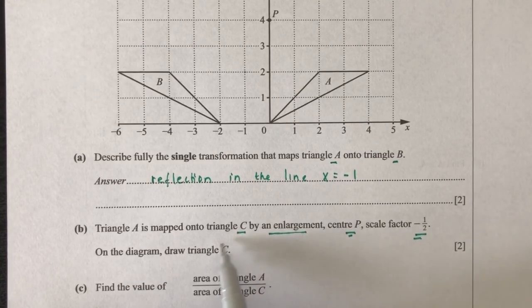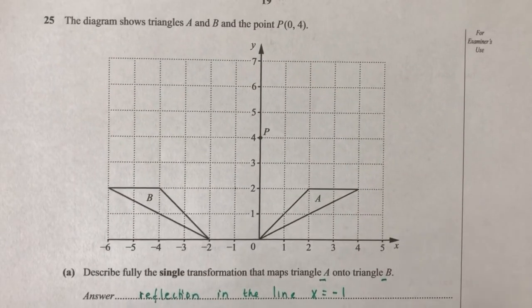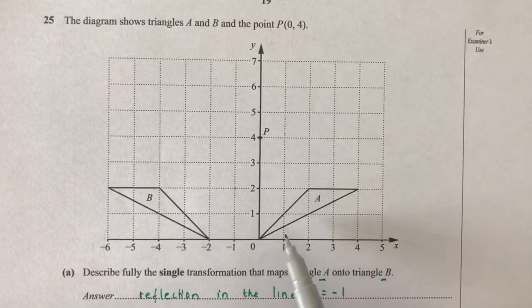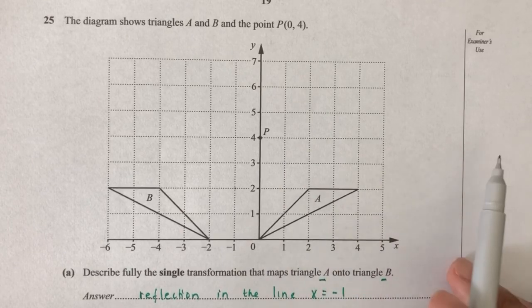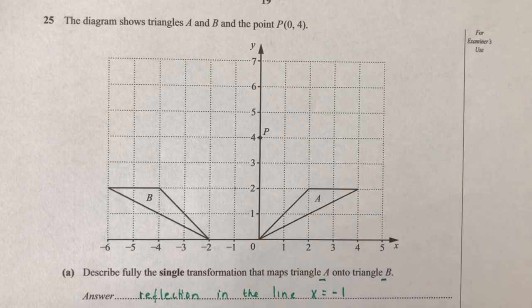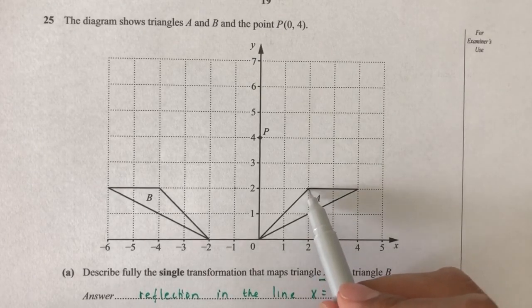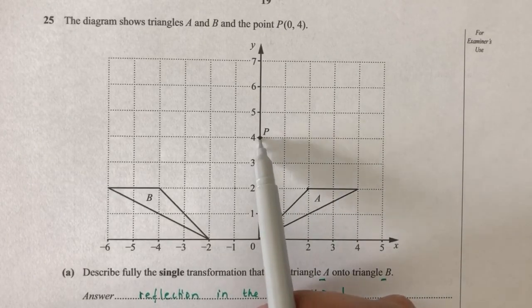Draw and label triangle C. So we have a point P here, and this is triangle A. So how do we do enlargement of this triangle A? We have to do it one by one. First we have this point. How do we move from P to this point?